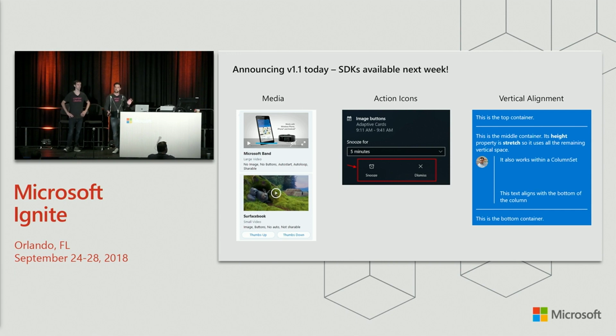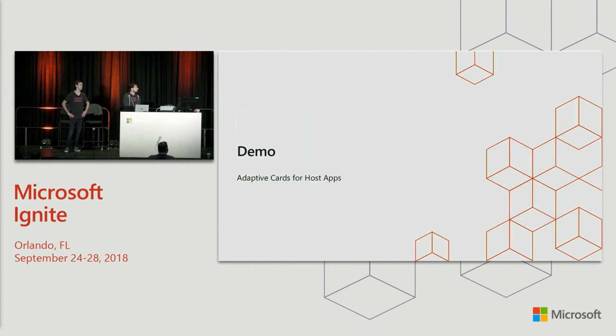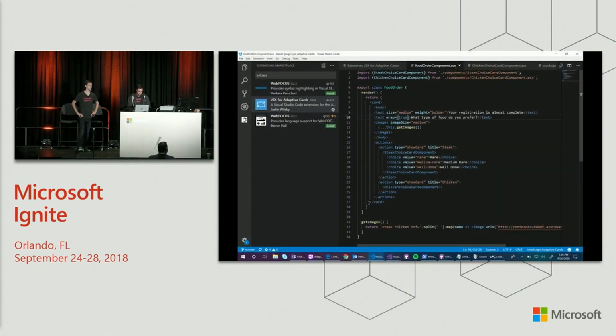If you do have a content-dense card and really want to go heavy on the layout, we have new things like vertical alignment. Again, all the things you would expect when you want to create content. The full link is here. It'll be on the slides. It's at our GitHub. We'll show you that. But you can look for 1.1 next week. So why don't we jump in and see what that looks like for host apps.